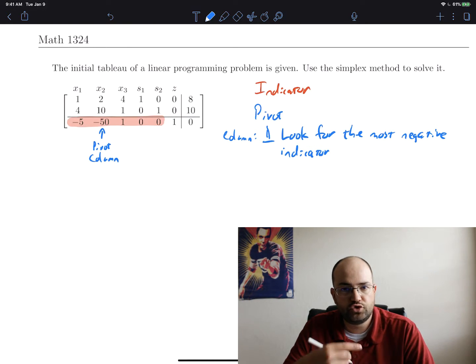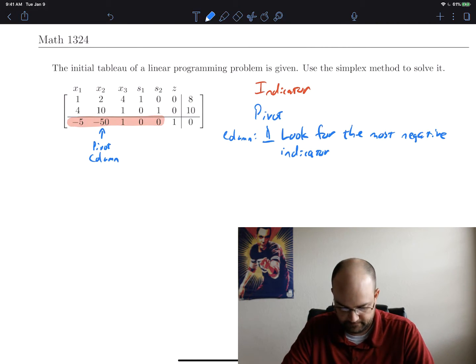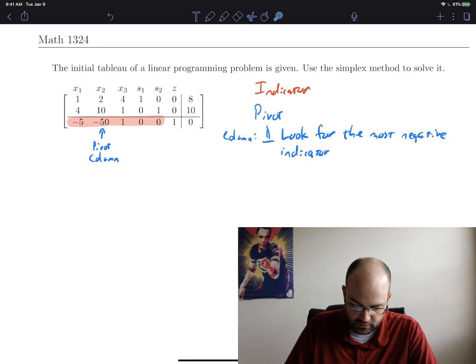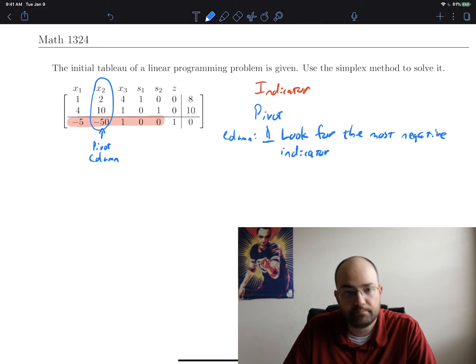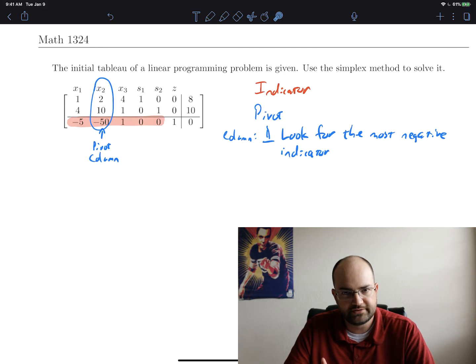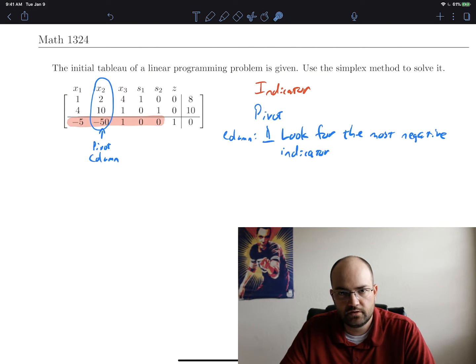If you have two indicators that are the same negative value and they're the smallest negatives that you have, then you use the one that is furthest to the left. In other words, if this was a -50 and this was a -50, I would have chosen this one instead. Okay, so what we know now is that this is the pivot column. But that means that there are two different possibilities. The bottom row is never a pivot row. It's just a question of, is this one or this one the pivot row?